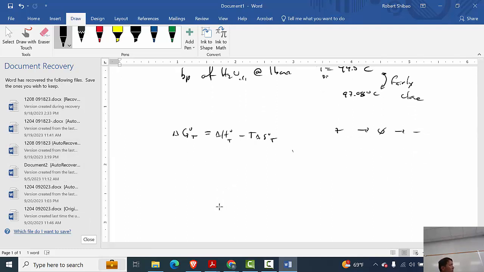Unfortunately, we didn't have these, so that was the assumption we made. The assumption is that this is going to be close to delta H at 298 minus T delta S at 298. These are all under standard conditions.